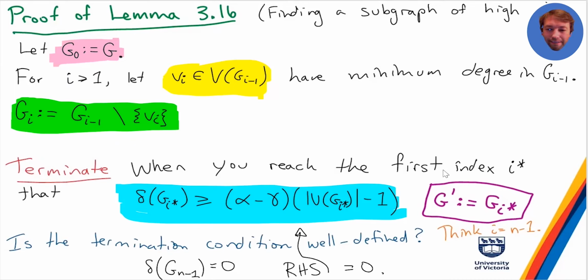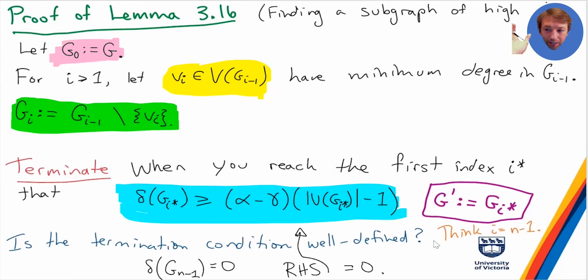Is this clear? So this is an observation to remember for later as well. If you're going to get a high minimum degree, you have to delete the vertex of lowest degree. You just have to do it. There's no choice. That's going to come up later as well. Okay, any questions? The algorithm clear, the termination condition clear?